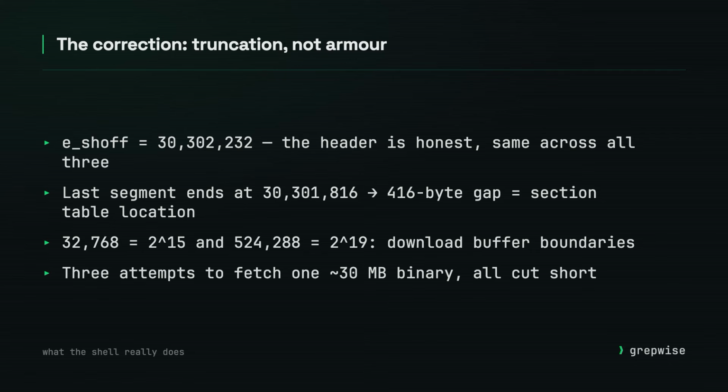Two of the three sizes, 32,768 bytes and 524,288 bytes, are exact powers of 2. Compiler output is never an exact power of 2. Those are the read buffer boundaries of whatever tool attempted the download, visible in the truncation points themselves.